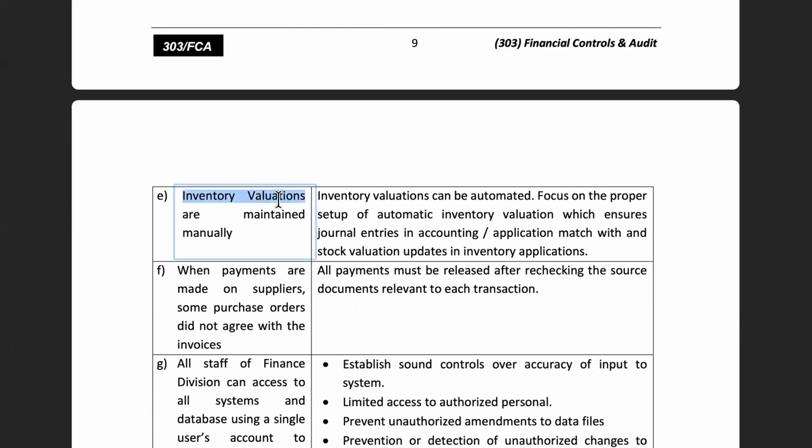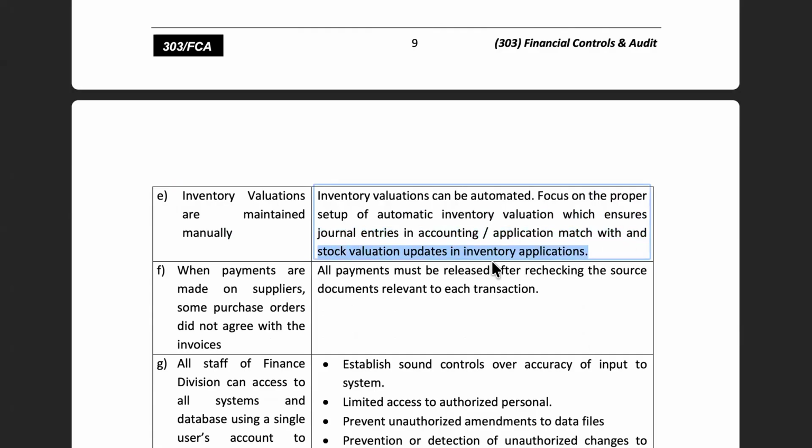And talk about the inventory valuations. So inventory valuations are maintained manually. That's a problem. So what's the recommendation? Inventory valuations can be automated. Focus on the proper setup of automatic inventory valuation, which will ensure the journal entries in the accounting application.